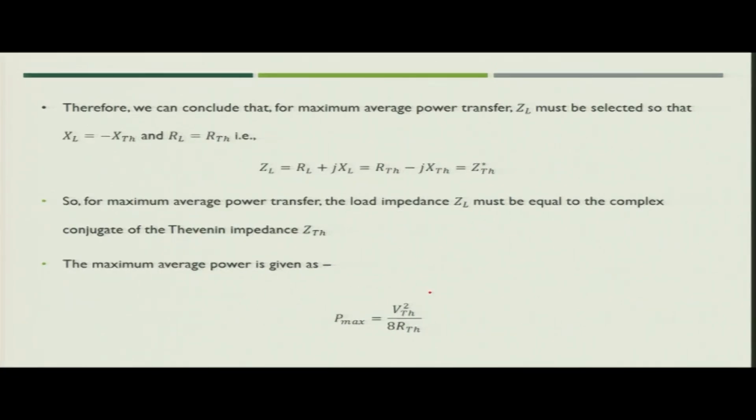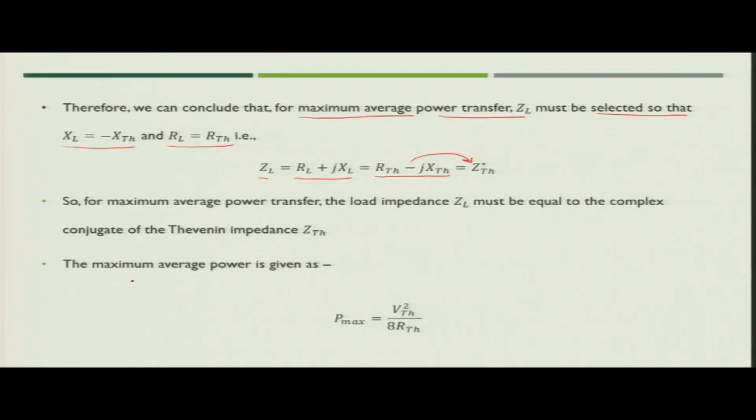So for maximum average power transfer, ZL should be selected in such a way that XL equals minus XTH and RL equals RTH, or you can write ZL equals RL plus jXL equals RTH minus jXTH. What is this? This is nothing but the complex conjugate of ZTH. So you can easily say that ZL is equal to the complex conjugate of the Thevenin impedance.